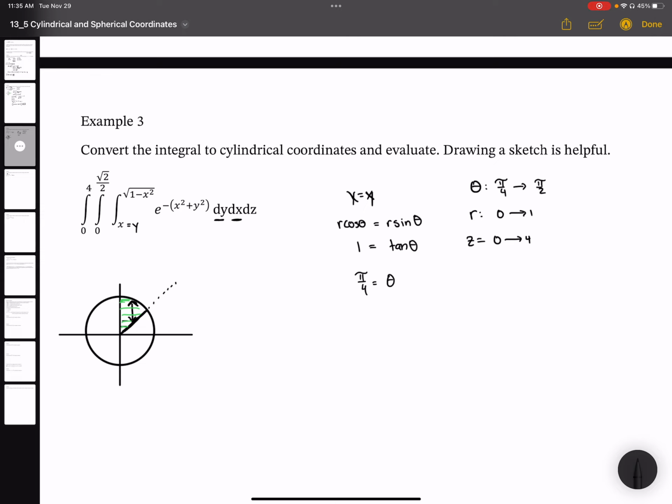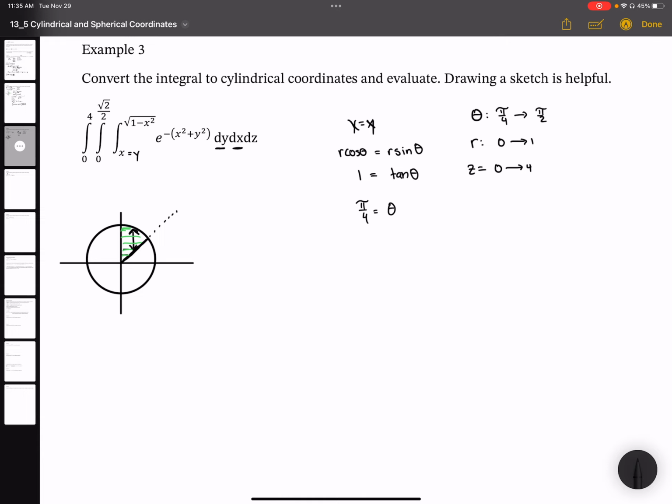So now when we rewrite our integral this time, it's still theta comes last, so we have from pi over 4 to pi over 2. R is from 0 to 1. And again, we know it's a circle of radius 1 because it's just the square root of 1 minus x squared. And z is from 0 to 4. And we're going to have e to the negative r squared, because x squared plus y squared is r squared. Then we have r dz dr d theta.